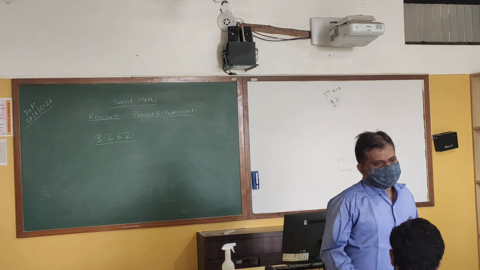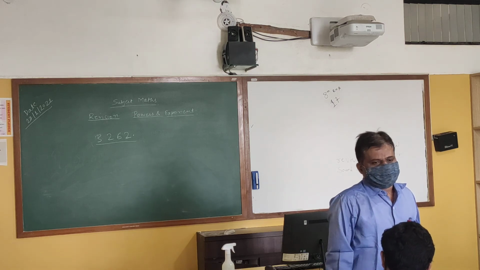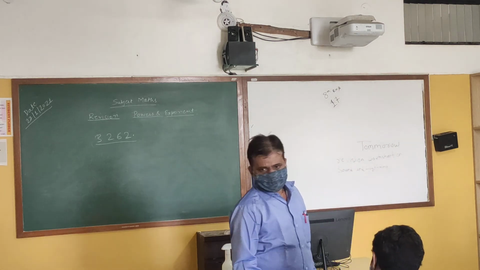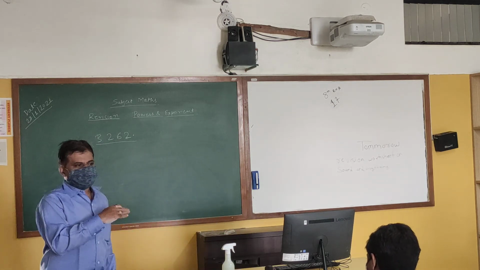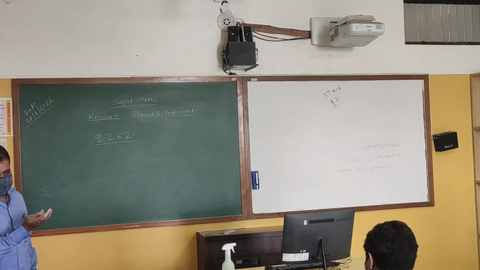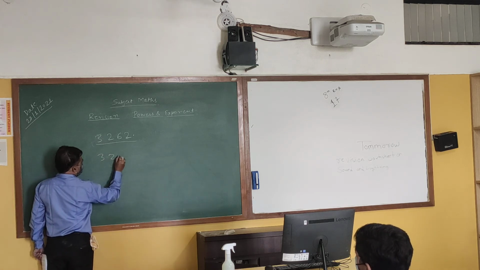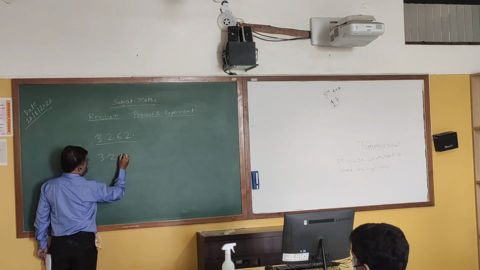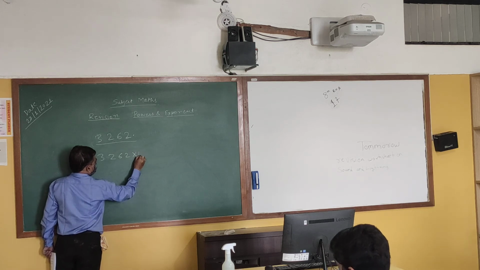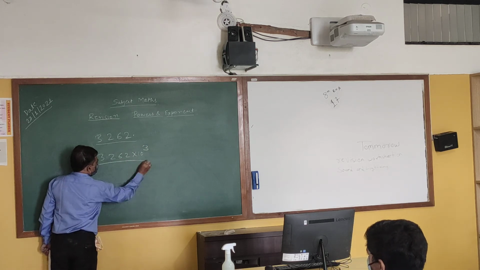10 raised to power 3, because actually we have to shift it to the right, but we are writing it on the left. So we have to shift it on the right, so the distance is 3. So 2.62 multiplied by 10 raised to power 3. This is the standard form.